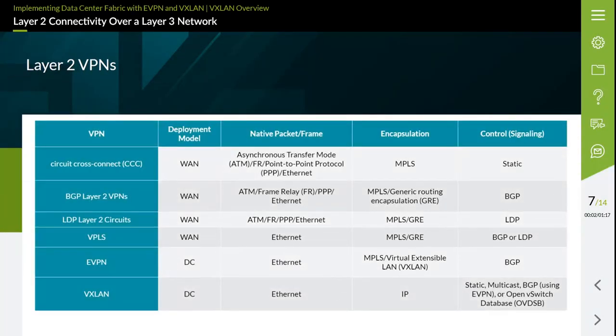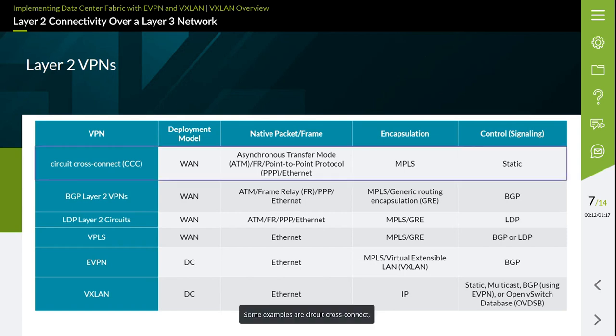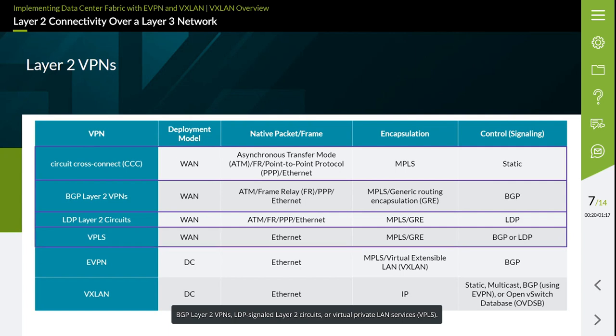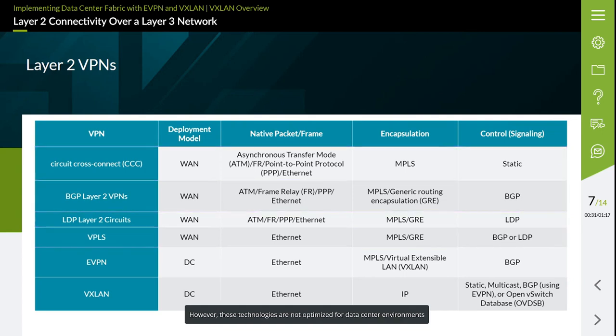Different types of Layer 2 VPN technologies exist. Some of these technologies were developed for and are most beneficial in a WAN environment. They are not suitable for data center environments. Some examples are Circuit Cross Connect, BGP Layer 2 VPNs, LDP signaled Layer 2 circuits, or Virtual Private LAN Services or VPLS. These are often services that are provided by the service providers to connect corporate sites across WAN connections. However, these technologies are not optimized for data center environments where applications and workloads can frequently move, and physical and virtual hosts can number in the thousands or tens of thousands.